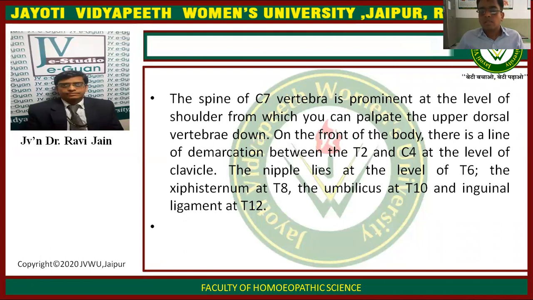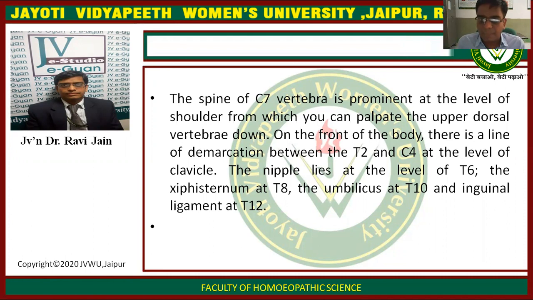All right. On the front of the body, there is a line of demarcation between T2 and C4 at the level of the clavicle. The nipple lies at the level of T6, the xiphisternum at T8, the umbilicus at T10, and the inguinal ligament at T12. So by these things also, you can get a clear picture of the vertebral level.